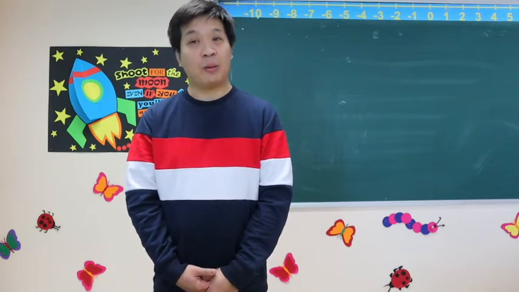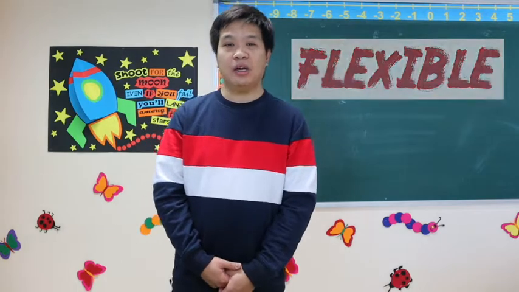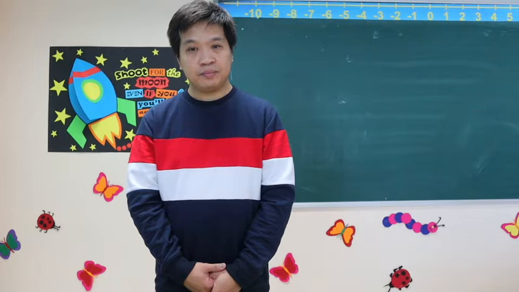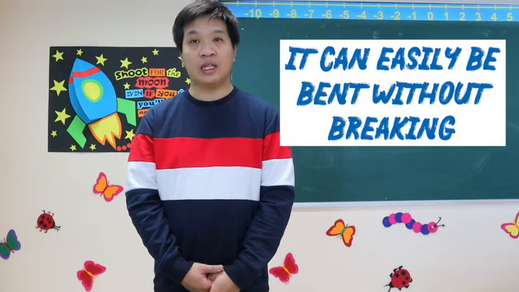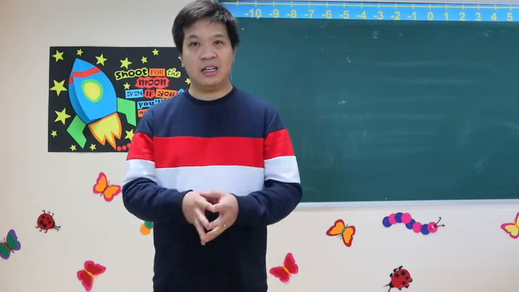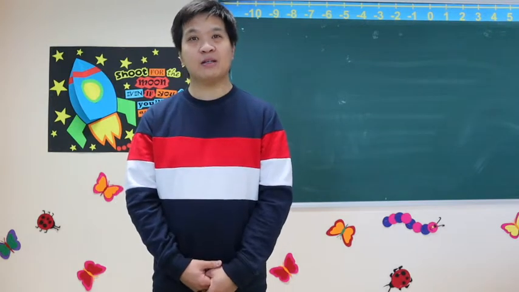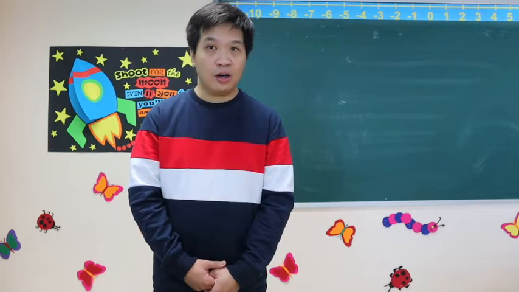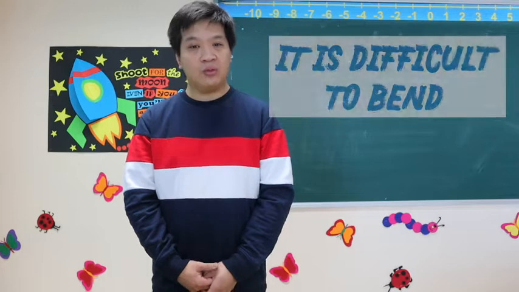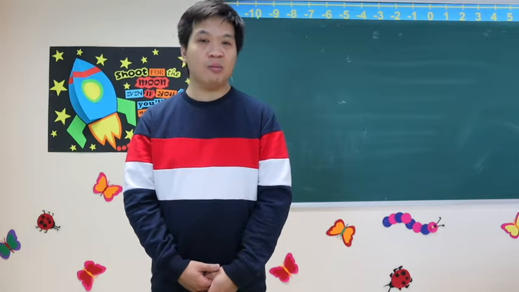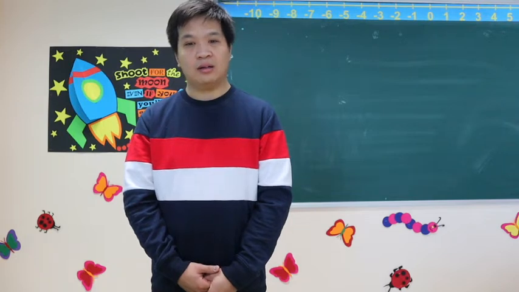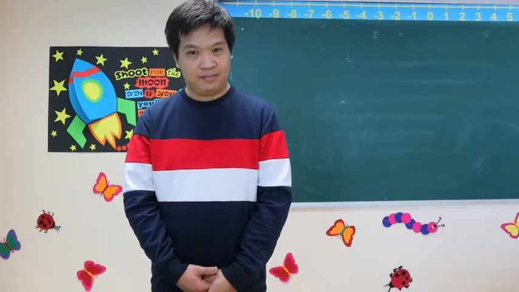Okay? Next property is flexible. Now, if something is flexible, it can easily be bent without breaking. So, for example, is a slinky. A slinky is flexible. Next property, the opposite of flexible, is rigid. Now, if something is rigid, it is difficult to bend, or else it may break if it is bent. For example, glass.